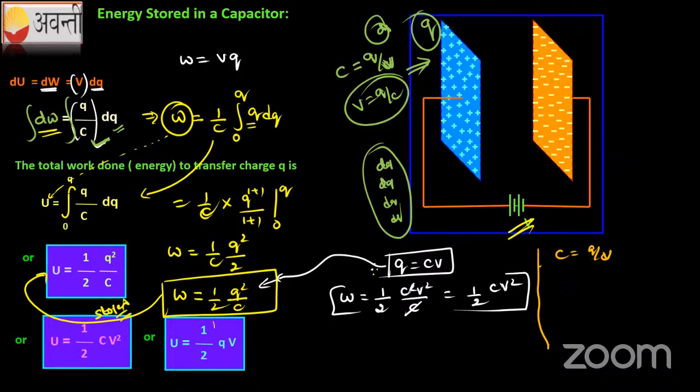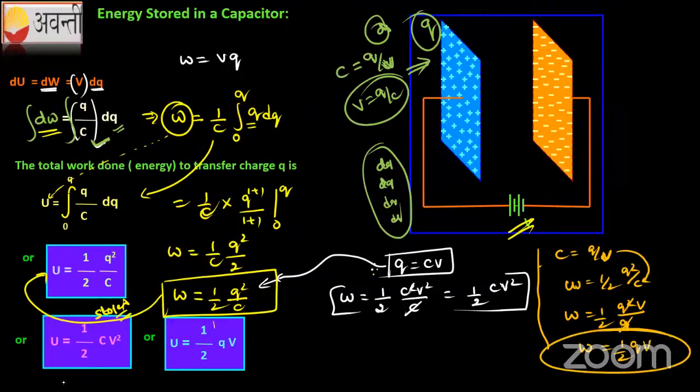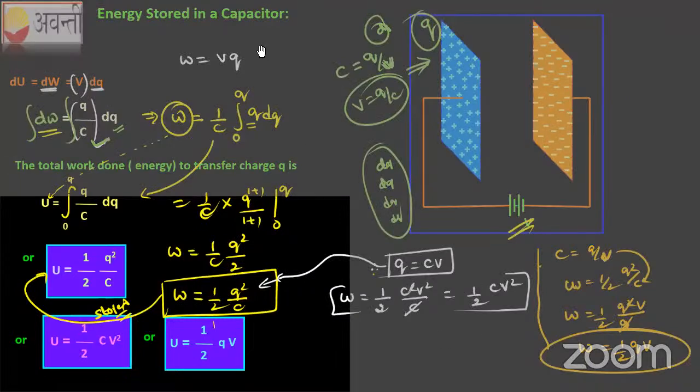Then the work done equation was 1 by 2 Q square by C. Substitute C here. Then work done will be equal to 1 by 2 Q square divided by Q by V, so V comes to the numerator and one Q cancels. Work done becomes 1 by 2 QV. This is also an equation for the energy stored in a capacitor. Is that clear?